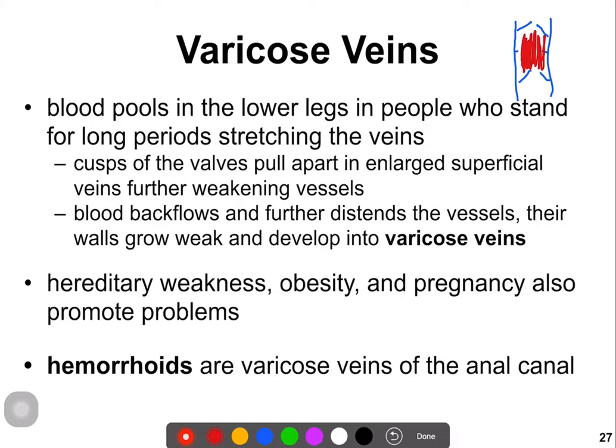and it becomes more difficult to move it along, and eventually we end up with basically a distortion of the veins themselves. And what can lead to this? It could be, as I said, often associated with people that stand for long periods of time. Hereditary weakness, obesity, pregnancy also can have a role in this. And then there's a special type of varicose veins, and those are what people refer to as hemorrhoids. And these are veins, basically, in the anal canal. And we'll talk more about them when we get to the GI tract.